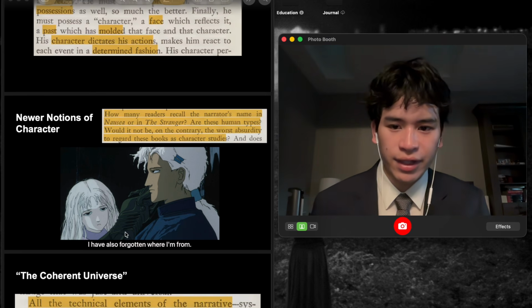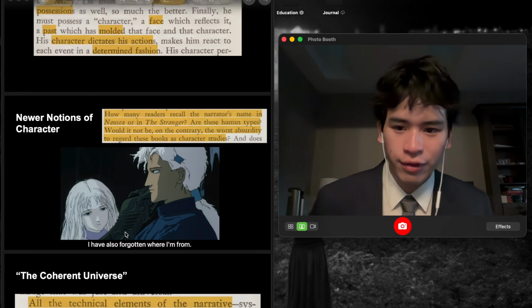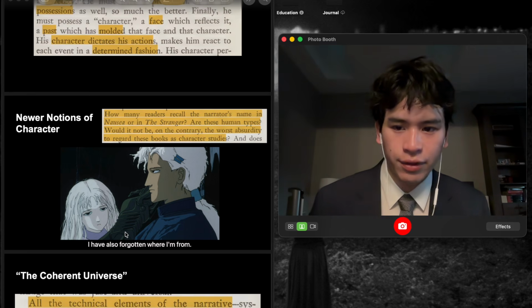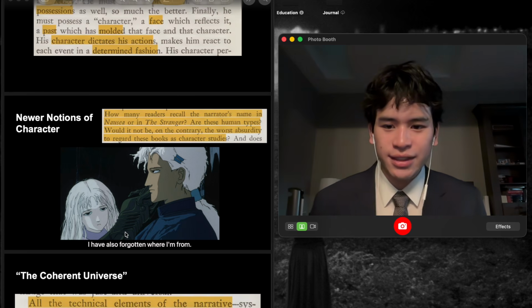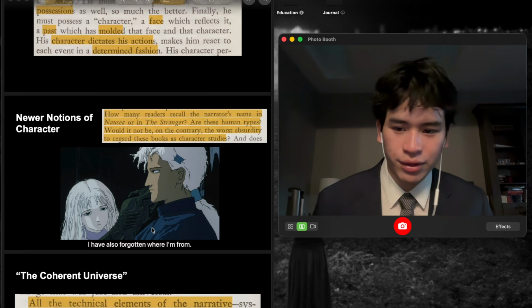So the characters here have a discussion on their past and where they come from, and both of them have no clue. Both of them have no clue about the history of the world or where they come from or who they really are. And again, he says this is one of the ways in which we can really dismantle the dominant form of the old novel.